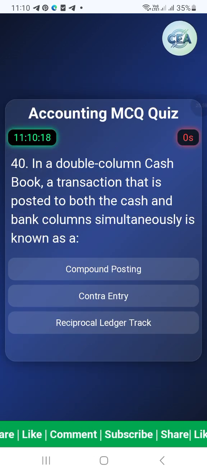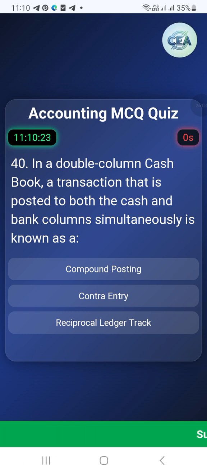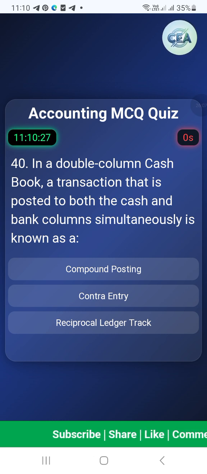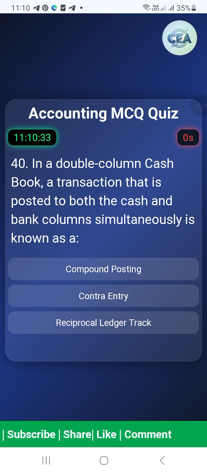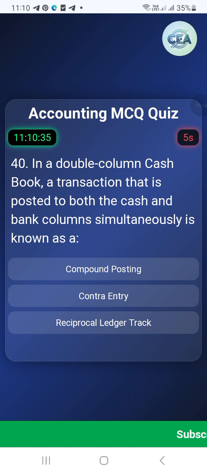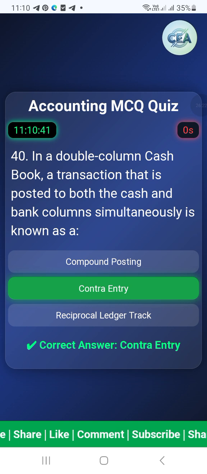40. In a double-column cash book, a transaction that is posted to both the cash and bank columns simultaneously is known as a Option 1. Compound posting. Option 2. Contra entry. Option 3. Reciprocal ledger track. Correct answer is contra entry.